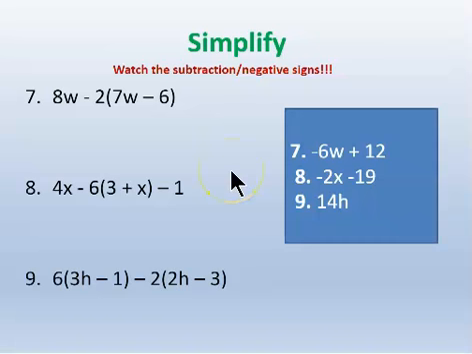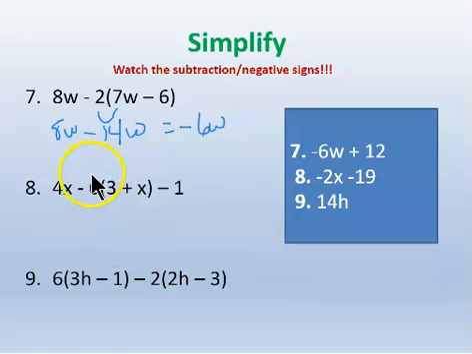Good, let's see if you get this one. Hopefully you did. Remember, this is a negative, so you're going to be subtracting. So that's negative 14w. That's why you would get a negative 6w. No, I didn't make a mistake. All right, hopefully you got that.